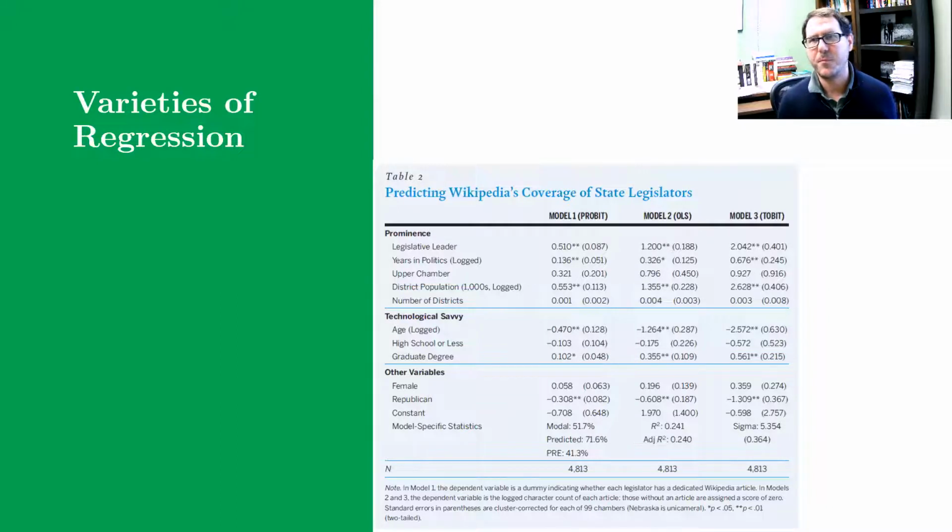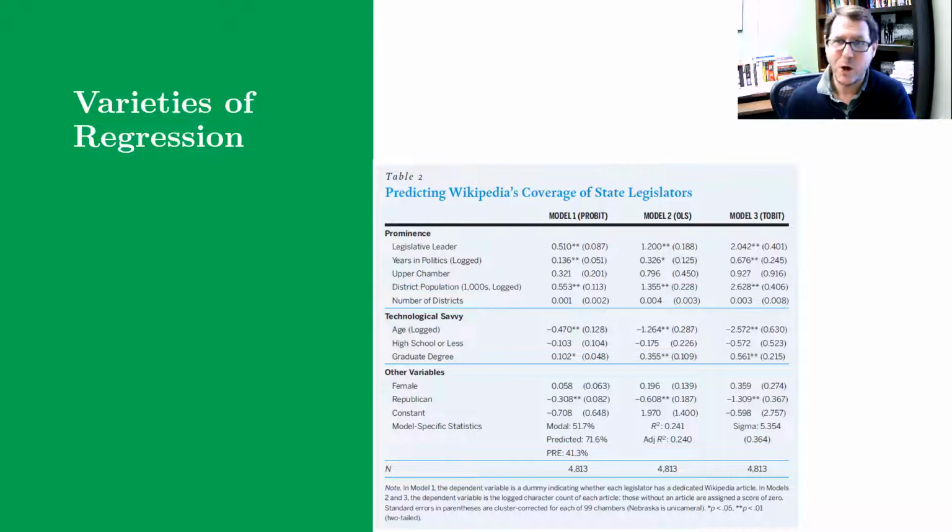So this is a project that looked at the quality of Wikipedia coverage for covering state and local politics. And it's an analysis of the Wikipedia pages of state legislators. And so there's 3 different models here. There's one that's a probit model, which is similar to logistic regression, which we'll talk about later. The second is an OLS model, which is ordinary least squares. This is the kind of model that we have been looking at up until now, where we have the equation of the line and we can analyze those slopes and make sense of them.